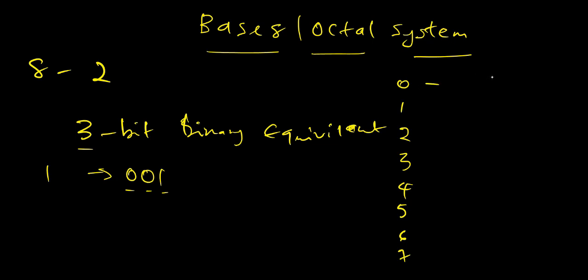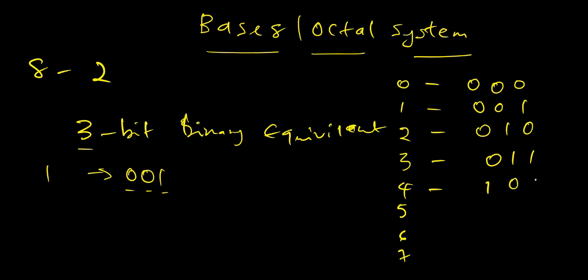The 3-bit binary equivalent of 0 should be 0, 0, and 0. For 1, just as we did before, we have 0, 0, and 1. For 2, we have 0, 1, and 0. For 3, we have 0, 1, and 1. For 4, we have 1, 0, 0. For 5, we have 1, 0, 1. For 6, we have 1, 1, 0. And for 7, we have 1, 1, 1.